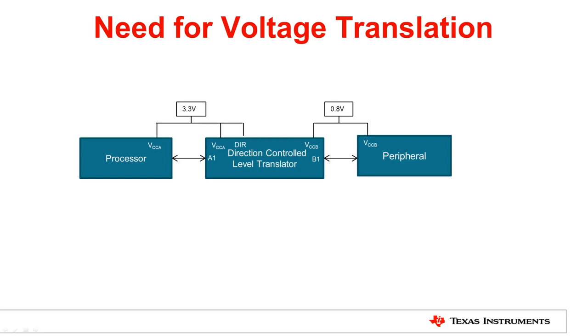The most common example is the communication between a processor and a peripheral device that operate at two different voltage nodes, such as 3.3 volts and 0.8 volts, as shown here. The level shifting device in this example helps in shifting the output of the processor down to 0.8 volts to meet the input level requirements of the peripheral device. Conversely, the voltage translator shifts the output voltage of the peripheral device up to meet the 3.3 volt input level requirements of the processor. Level translators are an essential building block of today's system signal chains.